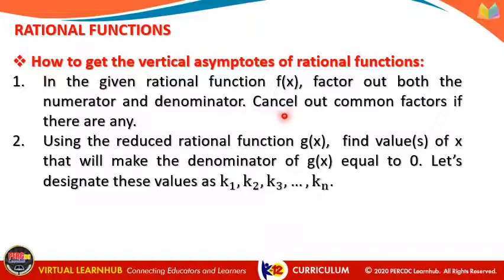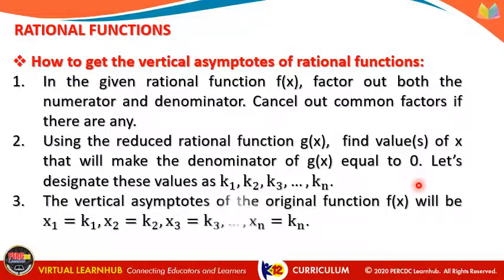Okay? So, moving on, using the reduced rational function na tatawagin kong g of x, find the values of x that will make the denominator of g of x equal to 0. Ngayon, kung marami man sila, ay di tawagin natin sila na k1, k2, k3, kn, and so on. Depende kung ilan yan. Step 3, the vertical asymptotes of the original function f of x will be, so the first vertical, x1 is equal to k1. Again, kung madami sila, so x2 is equal to k2, x3 equals k3, and so on and so on.